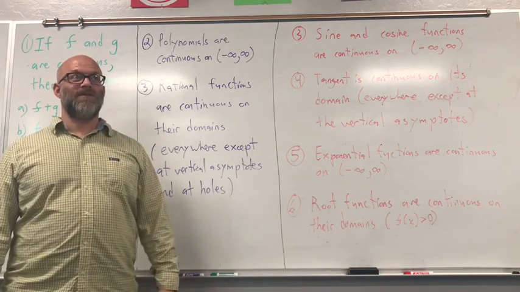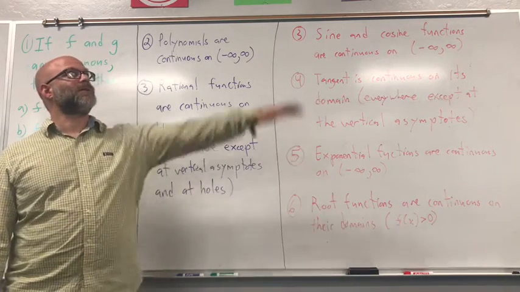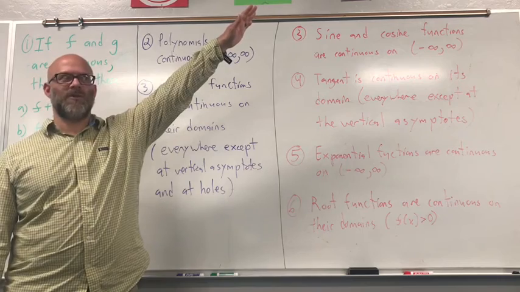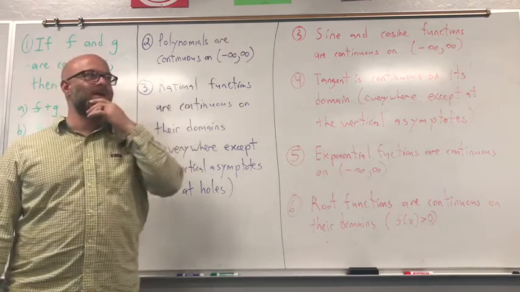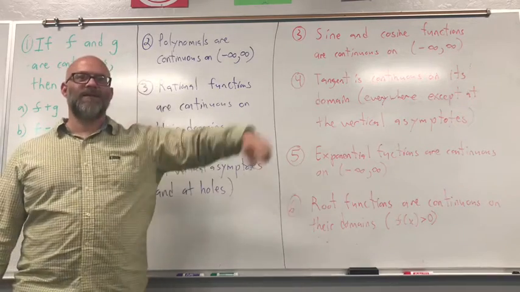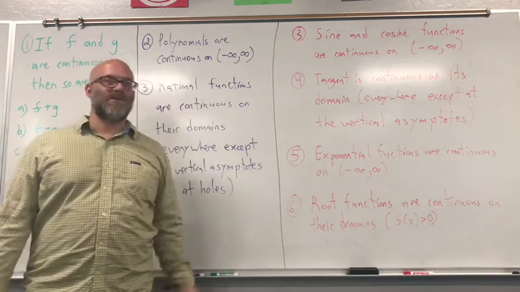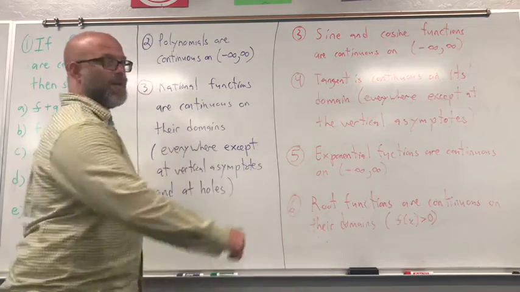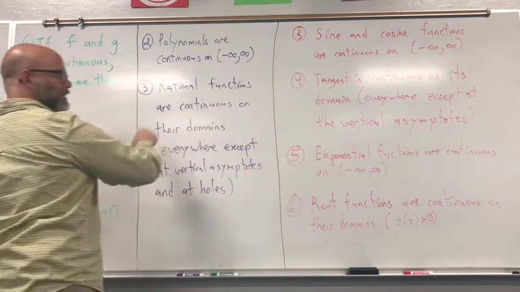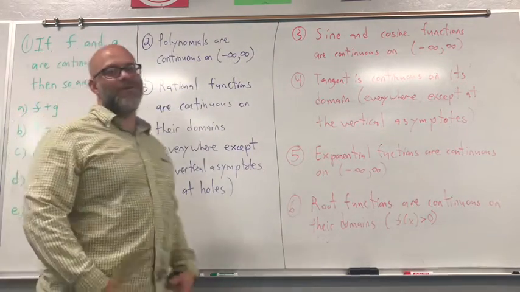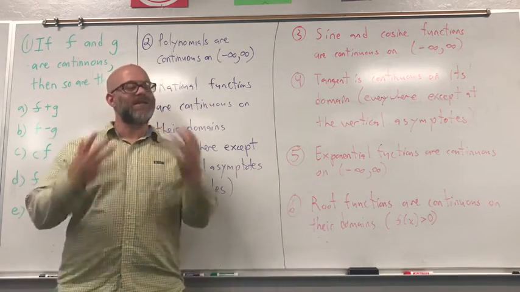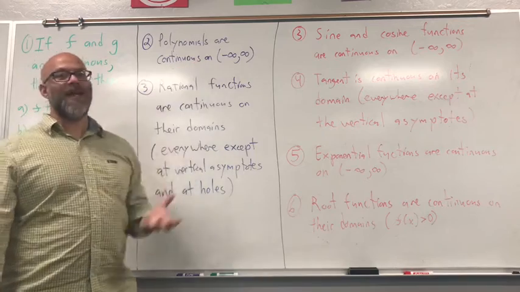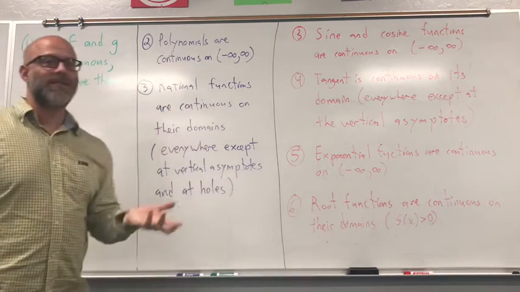Think about f of x equals x minus 2. That's a linear function. Its domain is all real numbers, and it's continuous over all real numbers. Think about f of x equals x squared. Its domain is all real numbers. It's continuous over real numbers. Think about f of x equals x cubed. Its domain is all real numbers. It's continuous over all real numbers. You get the point.